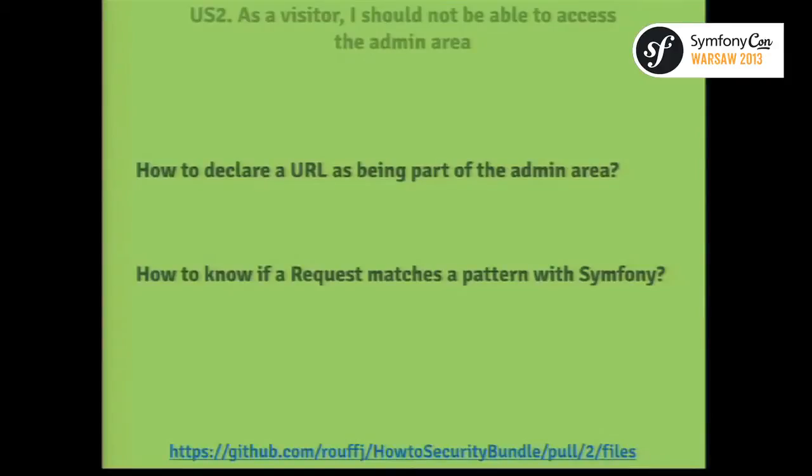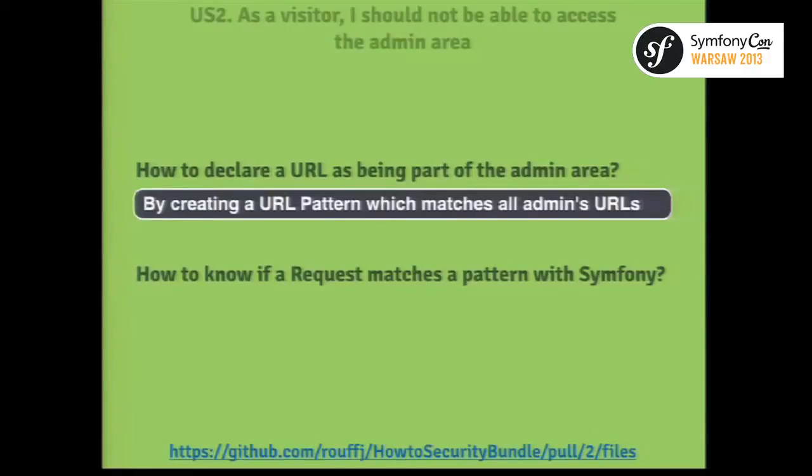To reach the end of this user story, two questions. The first one: how can we declare a URL as being part of the admin area? Anyone? It is what you do in the security.yaml, approximately. Yeah, with a URL pattern which matches all admin areas. We have areas, admin, member, API, and we assign to each a URL pattern.